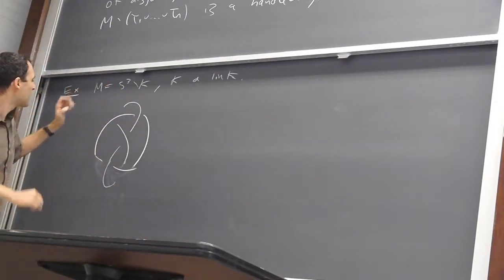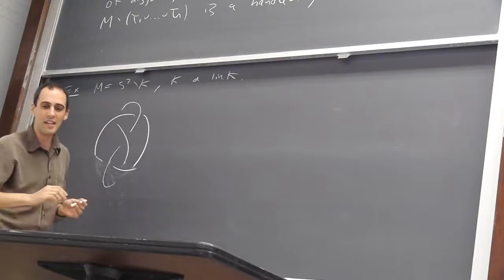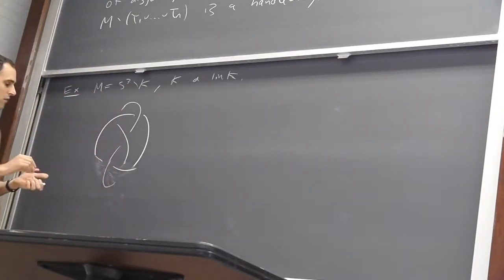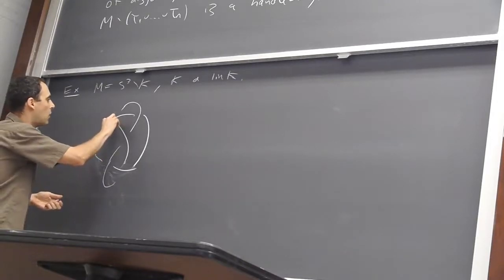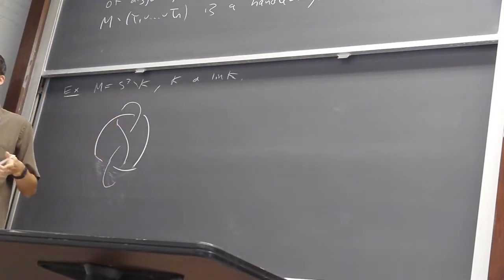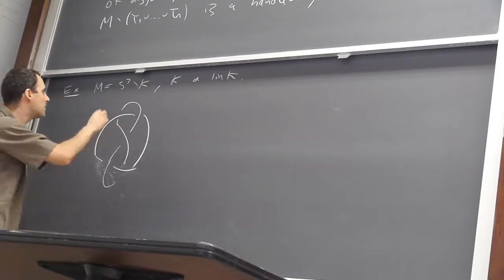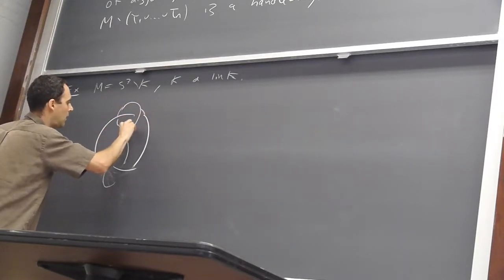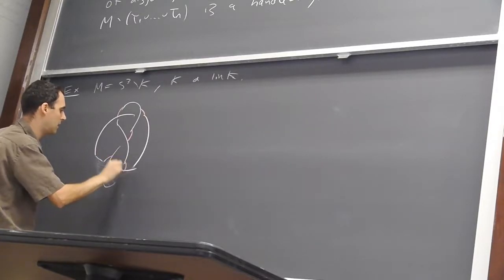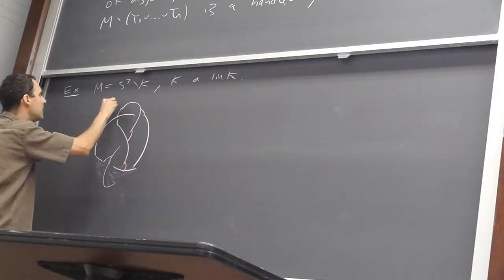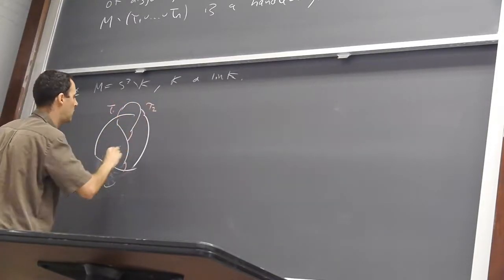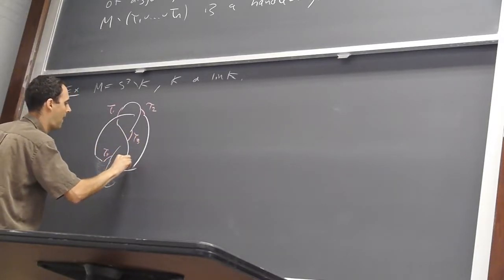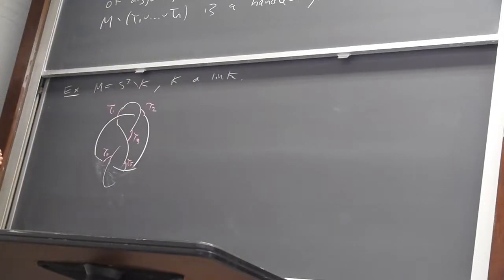So here's a picture of the Whitehead link. And for every crossing, I'm going to add an arc from the overstrand to the understrand. That has also appeared in this conference in Jessica's talk. So take an arc from the overstrand to the understrand at every crossing: tau 1, tau 2, tau 3, tau 4, tau 5.